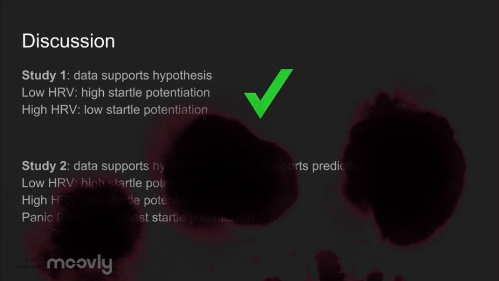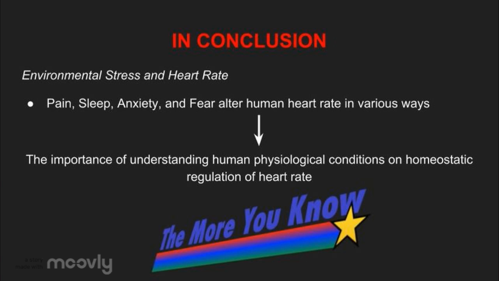In conclusion, this presentation, Environmental Stress and Heart Rate, walked you through the effect of 4 environmental factors on heart rate as demonstrated by the results of 4 scientific experiments. Pain, sleep, anxiety, and fear all affect human homeostatic regulation of heart rate variability. It is important to investigate these factors and their physiological impact on us as human beings because it allows us to improve upon our understanding of the human experience in its biologically quantified form.